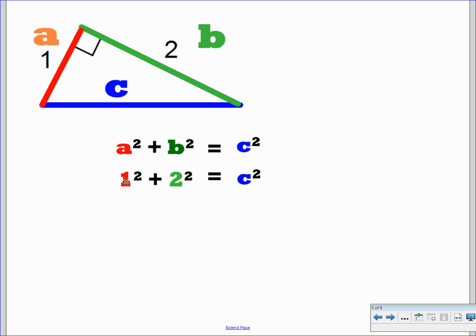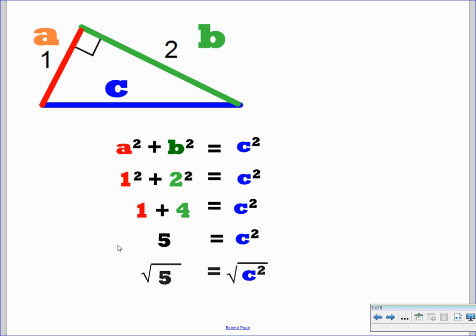Substitute in the values. All right, 1 is a, 2 is b, and we don't know c. Do the math. 1 squared is 1, 2 squared is 4, and c squared we don't know. Add them together, and c squared equals 5. And now, the new step, take the square root of both sides. That you would do on your calculator, and you can round it to the nearest tenth. In this case, c equals 2.2. Right? Pause the video a minute to make sure you have this in your notebook.